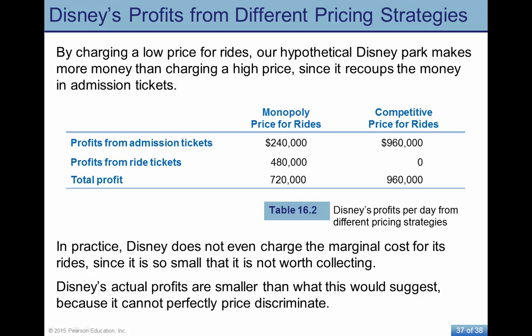In practice, Disney does not even charge the marginal cost for its rides since it is so small that it is not worth collecting. Disney's actual profits are smaller than what this would suggest because it cannot perfectly price discriminate.